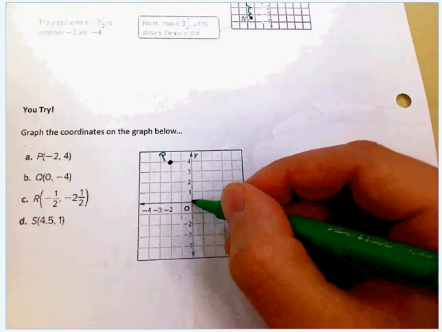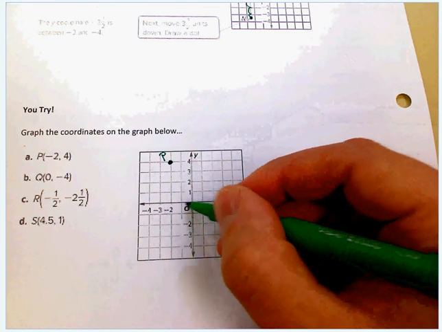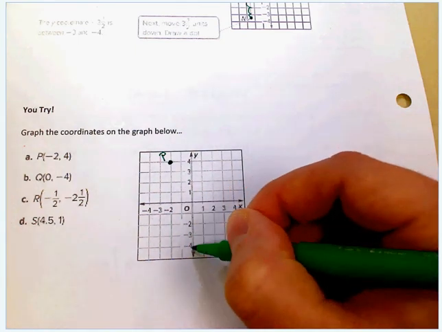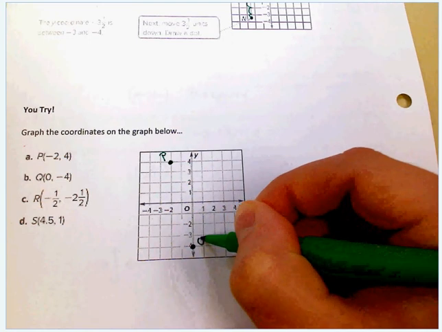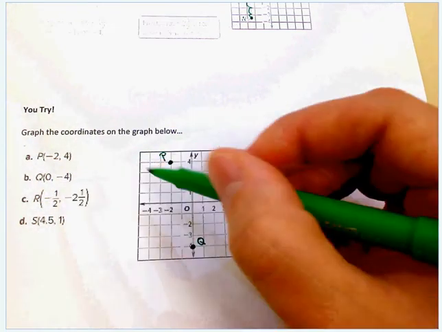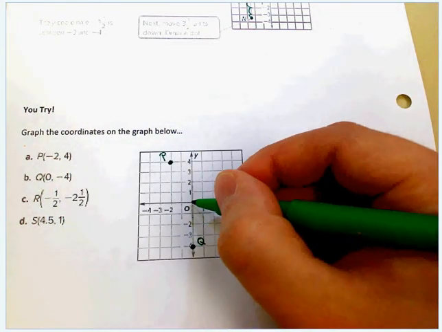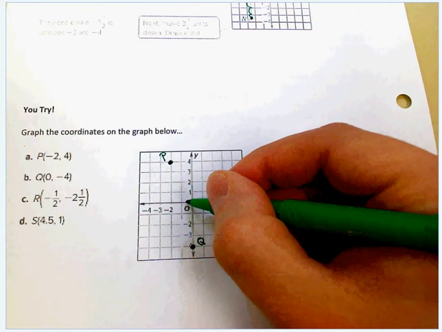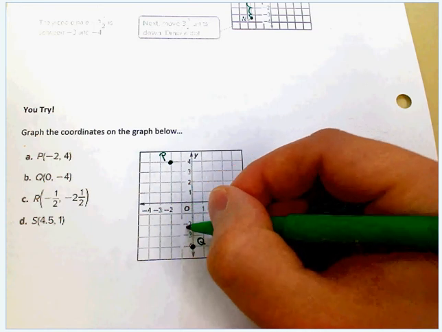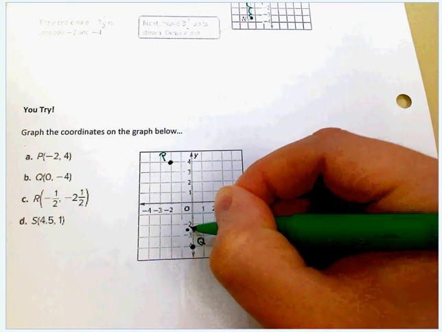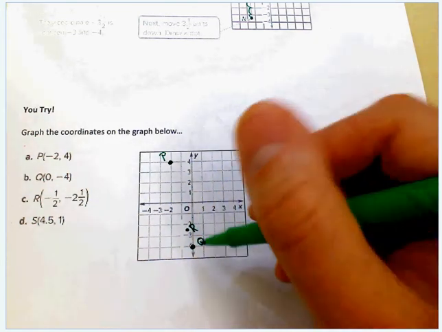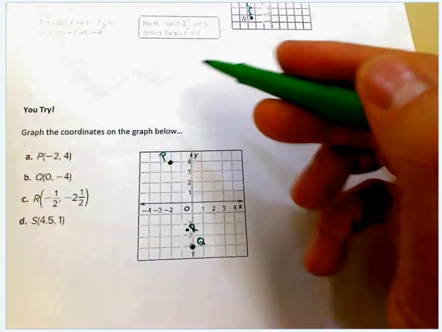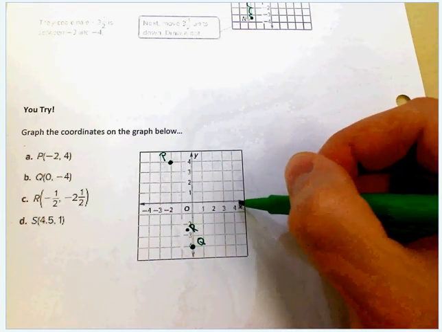Q is at 0, -4, so we don't go anywhere left or right, and we just go straight down 4 spots for Q. R is at -1/2, -2.5, so we go half a spot to the left and down 2.5 spots to find R. S is at 4.5 and 1.